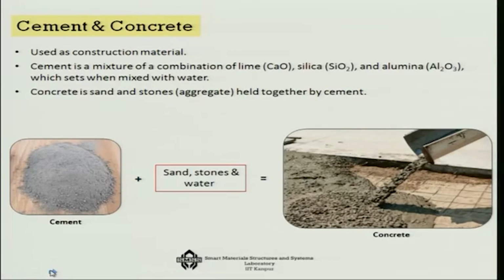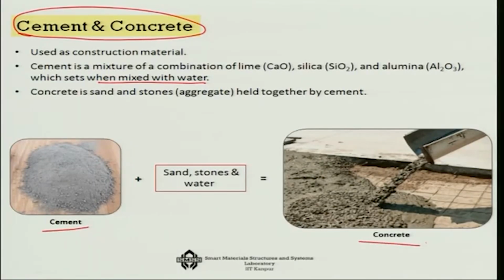The other vast examples of ceramics are cement and concrete, which are used as construction materials. Cement is basically a combination of lime, silica and alumina, and it sets when it is mixed with water. Concrete is a mixture of sand and stones, which are aggregates held together by the cement. In that sense the stones work like particle reinforcement on a macro scale, a kind of similarity to composites, and the cement, the ceramic part, is like the matrix in the whole system. So, cement and concrete is another very good example of ceramics.